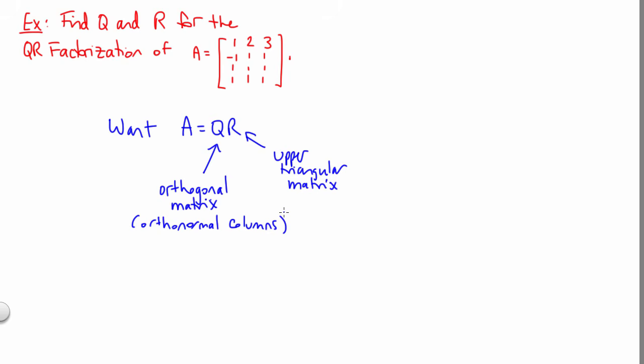Now this will be possible whenever the columns of A are linearly independent. So our first step will be to take the columns of A and turn them into an orthonormal set. And we can do that using the Gram-Schmidt process.